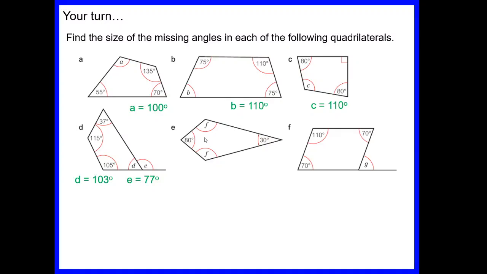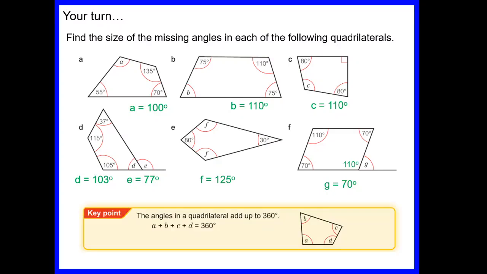For this question, we can see they've both been labelled F, which means they must both be the same size. So we needed to do 360 minus the 80 plus 30, and then divide the answer by 2 to share it between these two angles. So F is 125. And finally, to find G, we're going to need to find this missing angle here first. So that missing angle was 110. And then we can use our angles on a straight line to find G, which is 70 degrees.